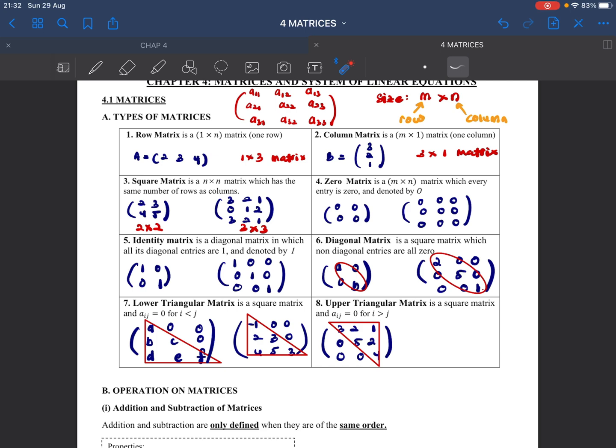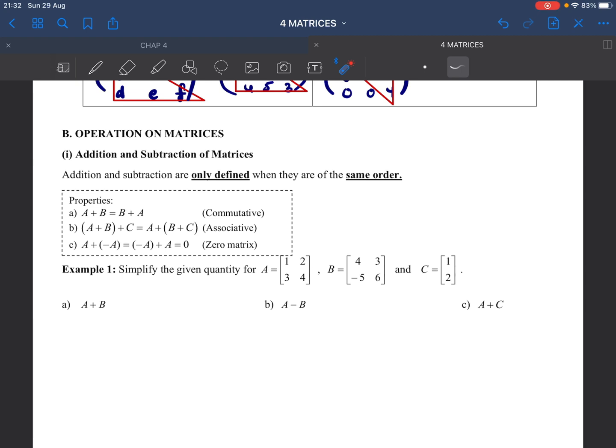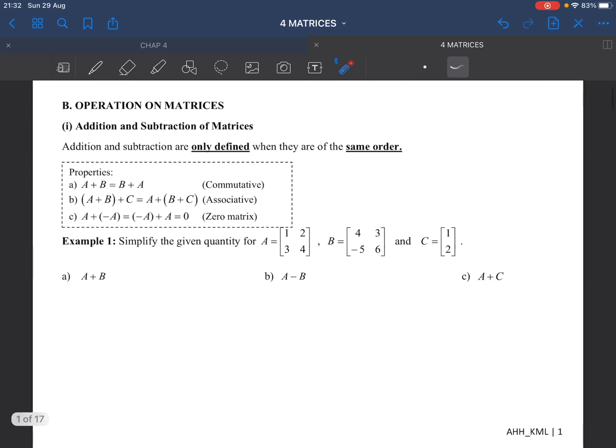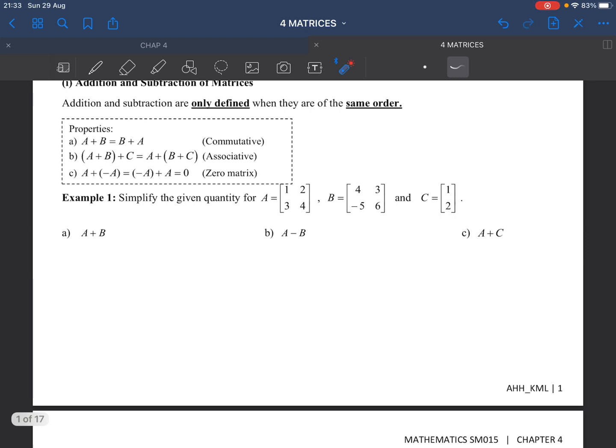Okay, so now we are going to see operation on matrices. So very basic. Tambah tolak sahaja. But the most important thing, if you do addition and subtraction, your order has to be same. Okay, your matrices has to be in the same order. Okay, so let's see. If we have, okay, terus pergi ke example 1. We have matrix A, B and C. The question asks for matrix A plus matrix B.